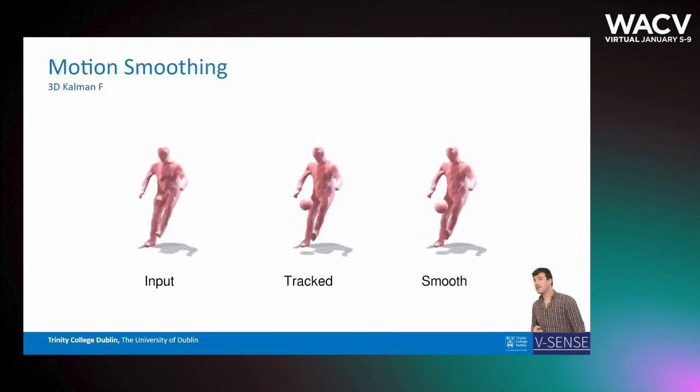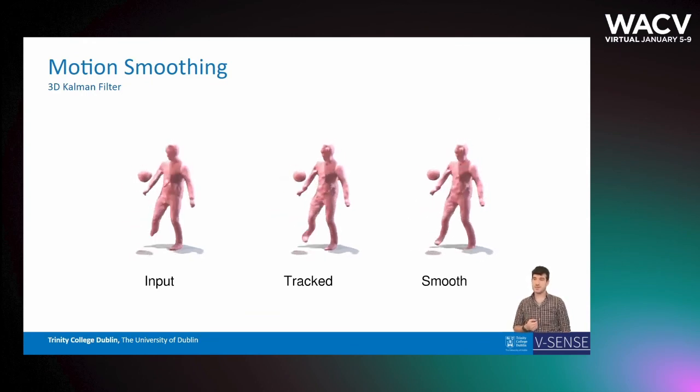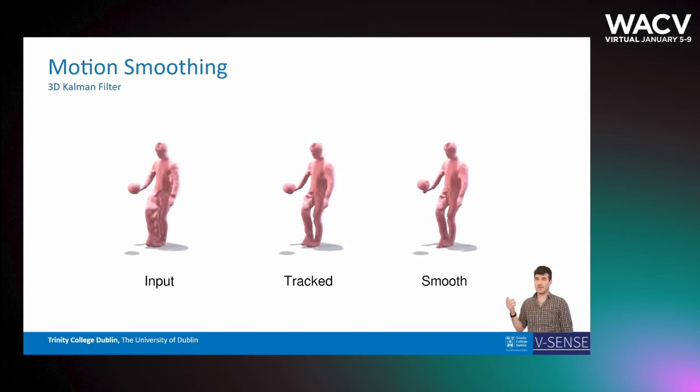As a final global smoothing operation, we implement an adaptive 3D Kalman filter to further improve the temporal coherence of the result. In particular, this helps propagate missing motion from the geometry recovery process, which can be seen in the interpolated motion of the ball.